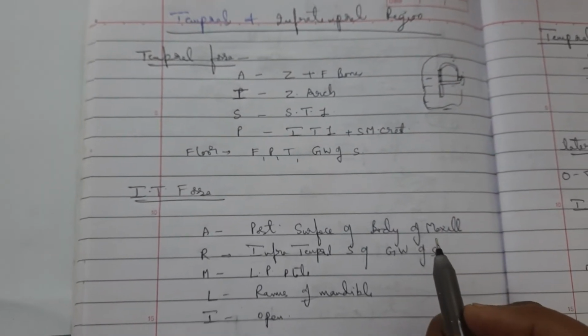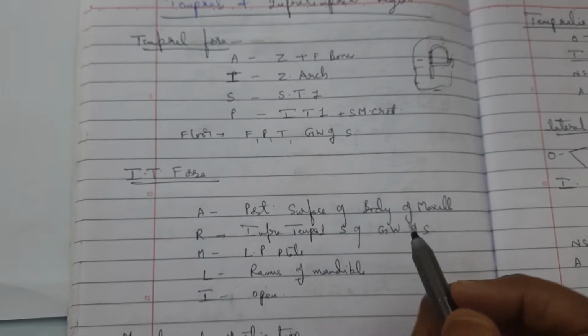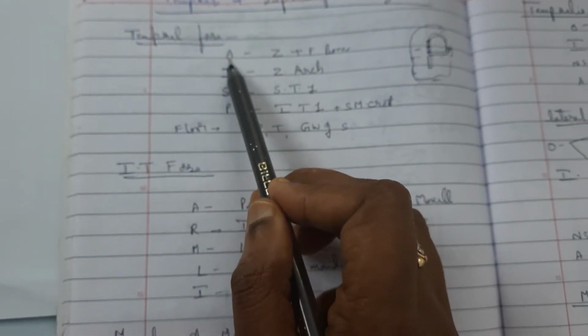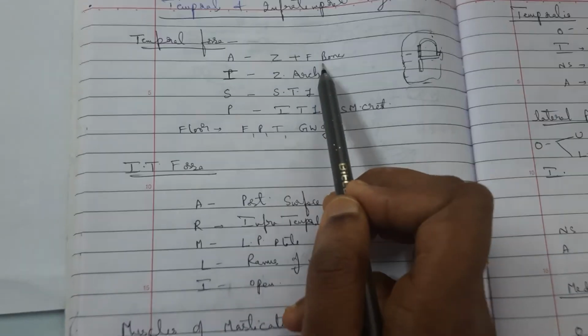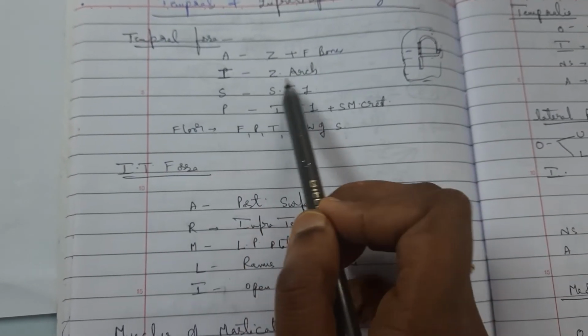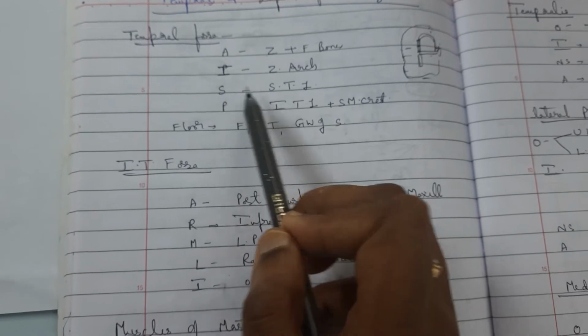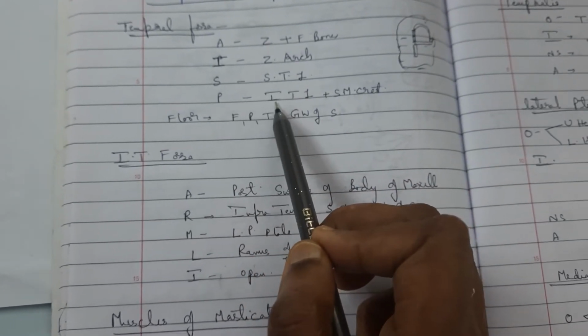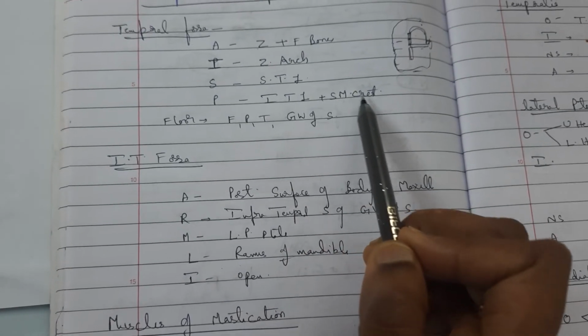A very brief discussion on the temporal and infratemporal fossa. Temporal fossa, the boundaries are anteriorly zygomatic bone and the frontal bone, inferiorly zygomatic arch, superiorly superior temporal line, posteriorly inferior temporal line and supramastoid crest.